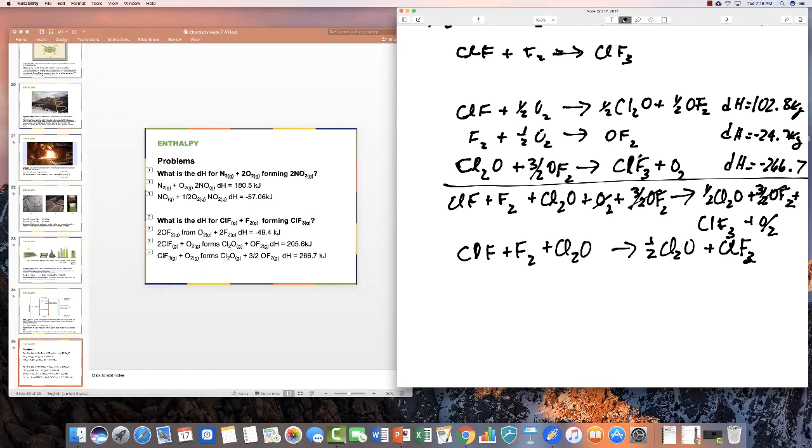But you see the idea here, and I wouldn't give you one this hard on a quiz or a test, but the idea is to manipulate these in such a way as to end up with what you want to end up with. And right now this is ClF plus F2, and I have left a half Cl2O to get ClF3, and I'm not sure what happened with these various equations when I look at the answers. So I'll stop at this point, and if I figure out what I did wrong, we'll talk about it in class.